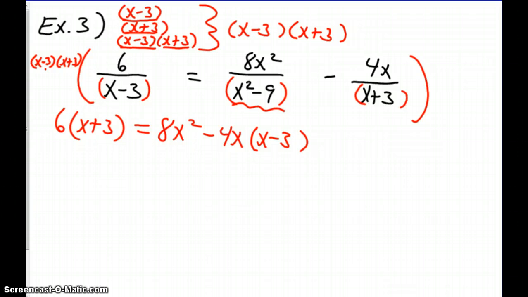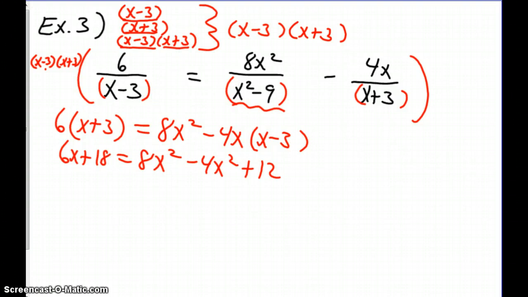Okay, now what's the next thing we're going to do? Distribute the 6, right? Here we go. Distributing 6. Here's the 8x squared. Now, how about that? The next one, what are we going to distribute? Now, take the negative with it, the negative 4x. So negative 4x times the first one and the second one gives me that, right? Okay, so that's what you get next.